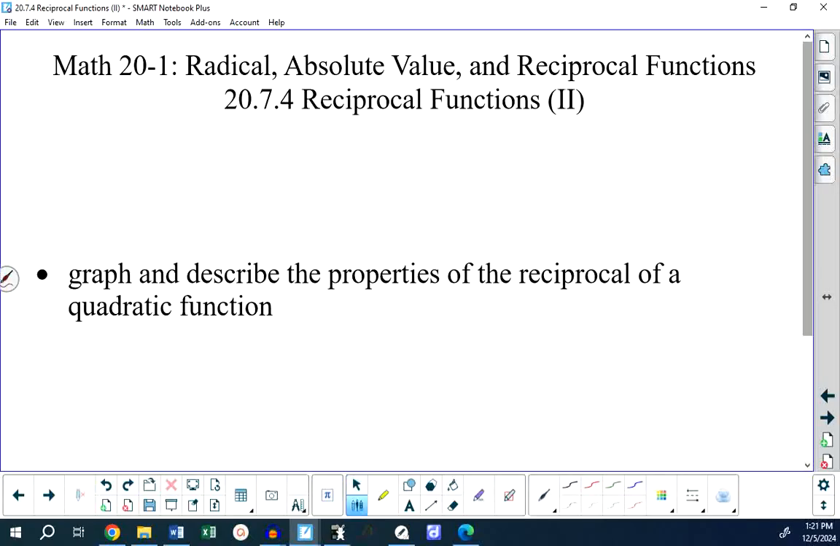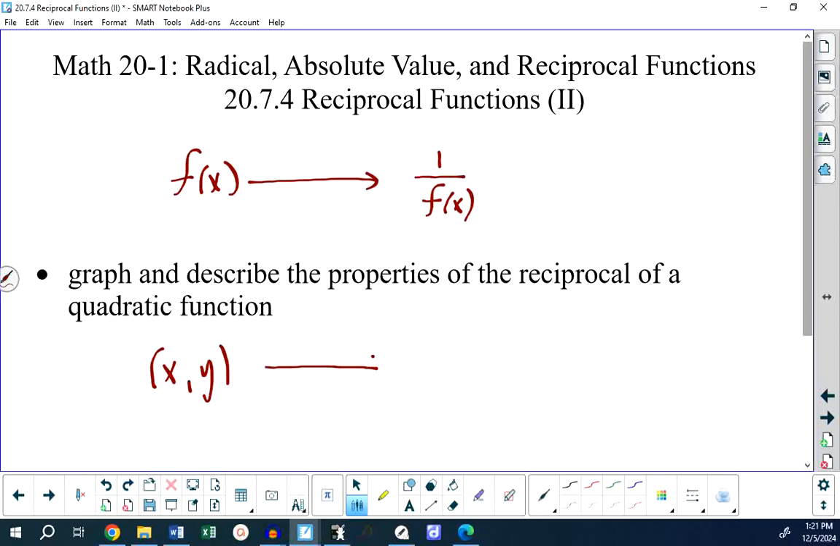So we say that if we're going from f of x to 1 over f of x, these are both graphs. We go from x comma y to x comma 1 over y.